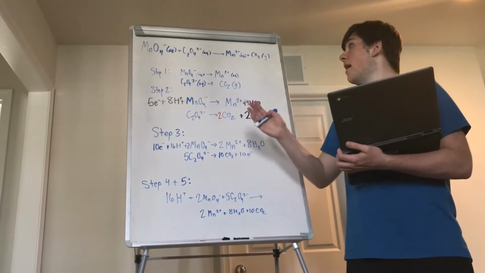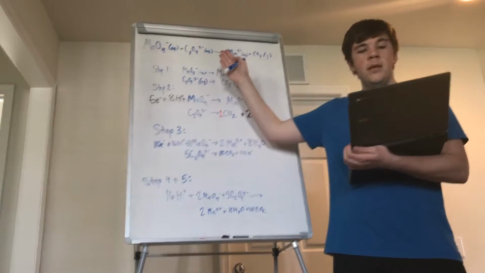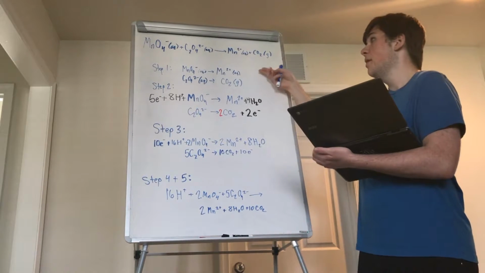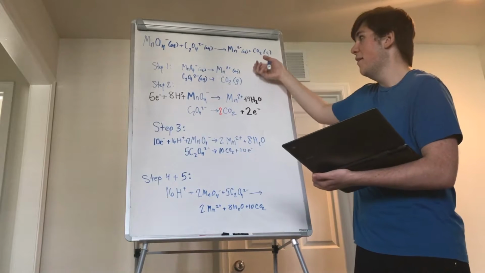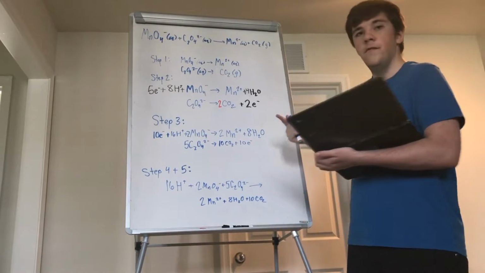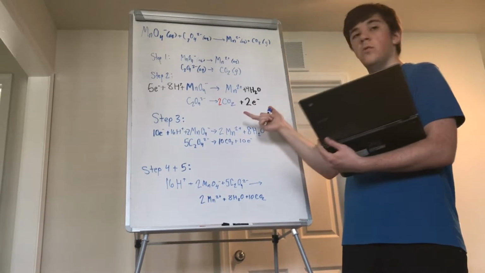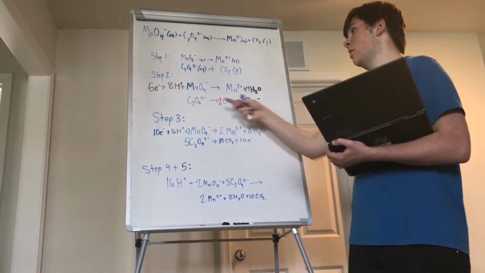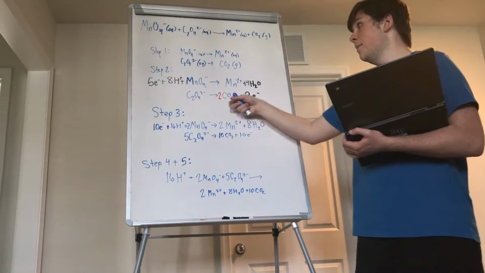Alright, so today I'm going to be balancing this redox reaction between permanganate and oxalate ions. The first step is we split up the two half reactions. In step 2, we have to balance everything out. The first step is we balance all of the chemicals that do not include oxygen or hydrogen. So we add a 2 here on the CO2 to balance out the carbon.